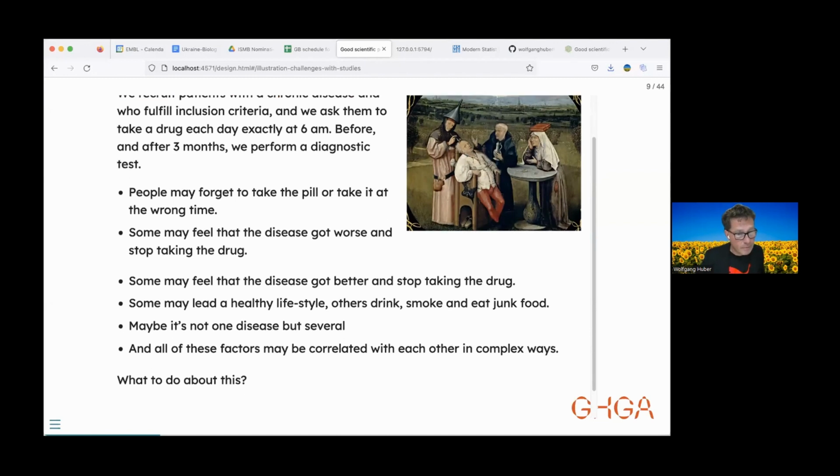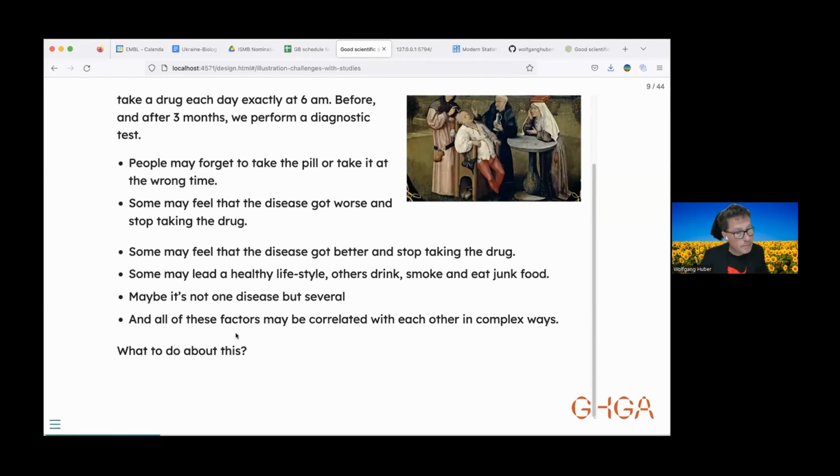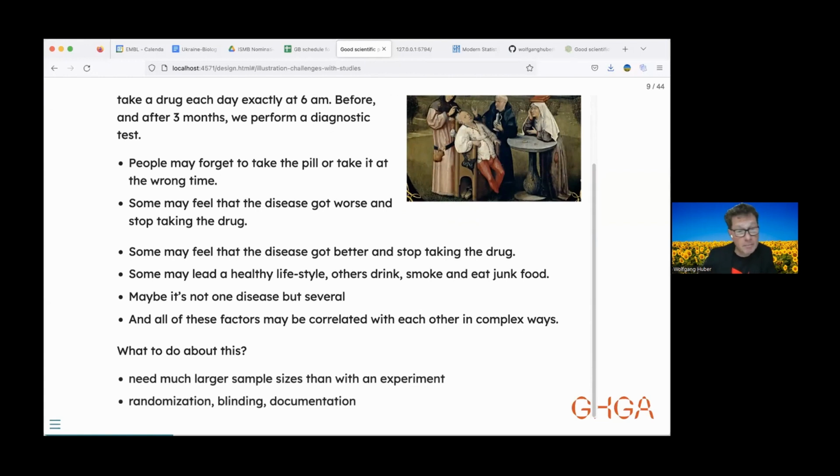And what can we do about this? Obviously, we need much larger sample sizes. So in such a study, you may imagine we think about dozens, hundreds, maybe even thousands of participants to see reliable effects. And then there are concepts like randomization, blinding, and good documentation of everything that happened that are needed in such a study.